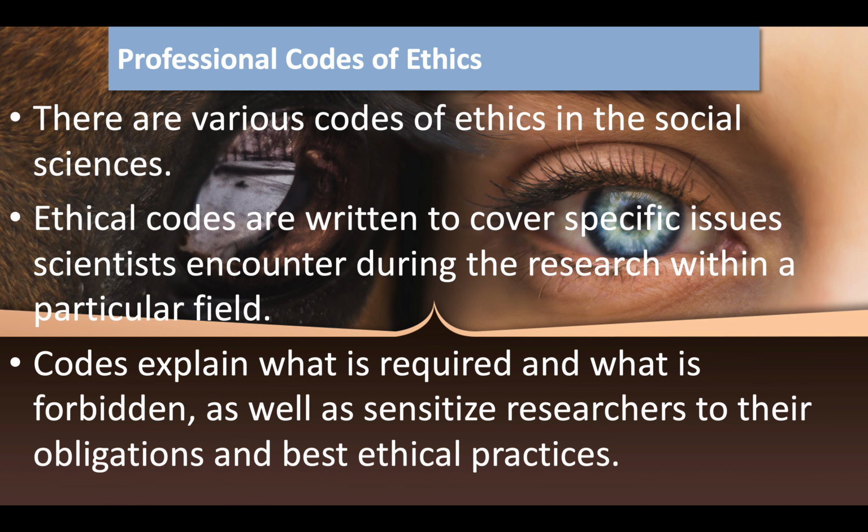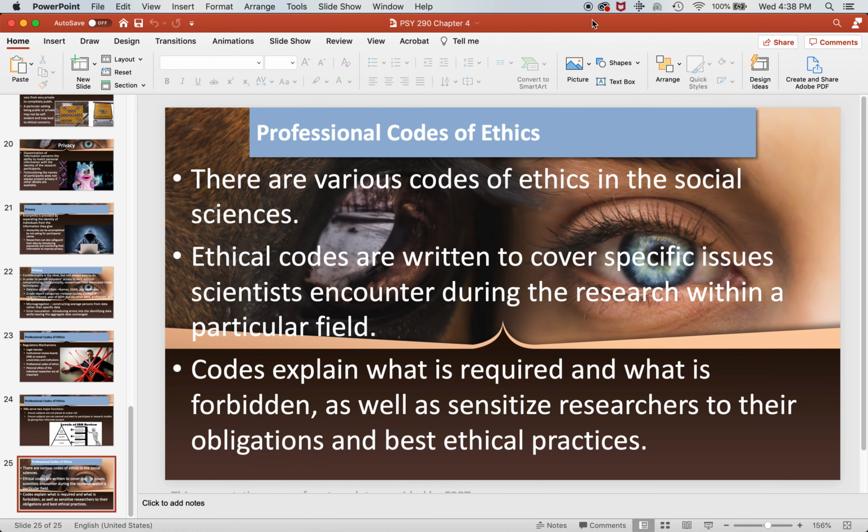There are various codes of ethics in the social sciences. Ethical codes are written to cover specific issues scientists encounter during the research within a particular field. Codes explain what is required and what is forbidden, as well as sensitize researchers to their obligations and best ethical practices. And that is the end of our lecture.